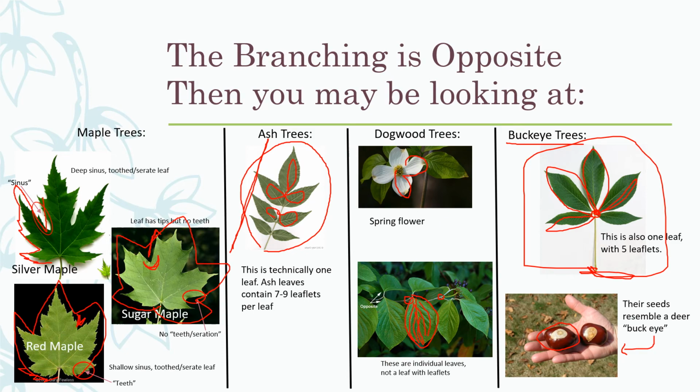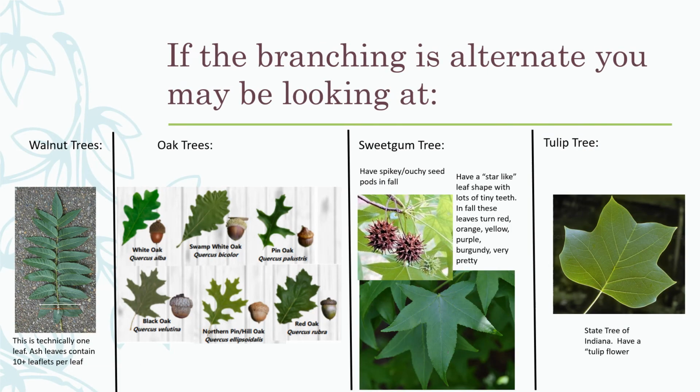Anyways. All right, so if you're looking at a tree that has alternate branching, this isn't quite as small of a list as opposite branching, but we'll go through some of these pretty quickly. One common alternate branching tree is a walnut tree. This is a really long leaf. Like this entire leaf is like 1 to 2 feet long. All right, and again, this is one of those compound leaves where it's got many, many leaflets. Walnut trees will have 10 plus leaflets per leaf.